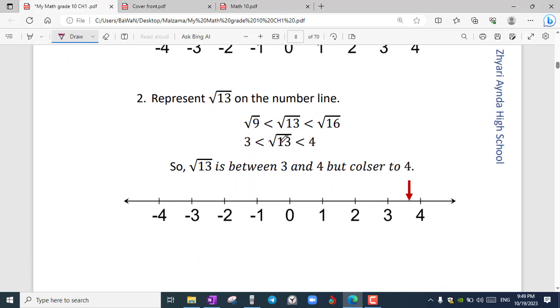Represent square root 13 on the number line. Then write 13. Then write 2 numbers, one more than 13 and one less. 16 is a square number and it's more than 13. 9 is another square number that's less than 13. Then we put the radical on them. Radical 16 is 4, radical 9 is 3, radical 13 is between them, but since 13 is closer to 16, then on the number line it will be closer to 4, because the 4 belongs to 16.